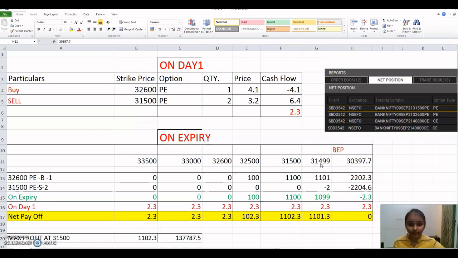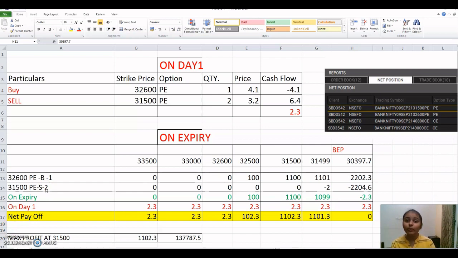And if the market is 31,499 on the day of expiry, from this position 32,600 put buy, we are going to receive 1,101 because the market is below 32,600. And from this position 31,500 put sell, we are going to lose 2 rupees because we have sold 2 quantity, I mean double the quantity. The market is less than 1. So 1,101 minus 2, which is 1,099. And on day 1, the cash flow which we have received is 2.3. So 1,099 plus 2.3, which is 1,101.3.